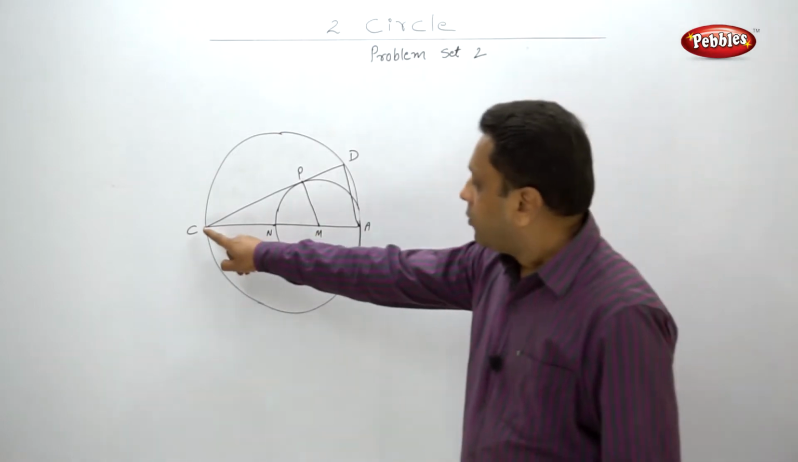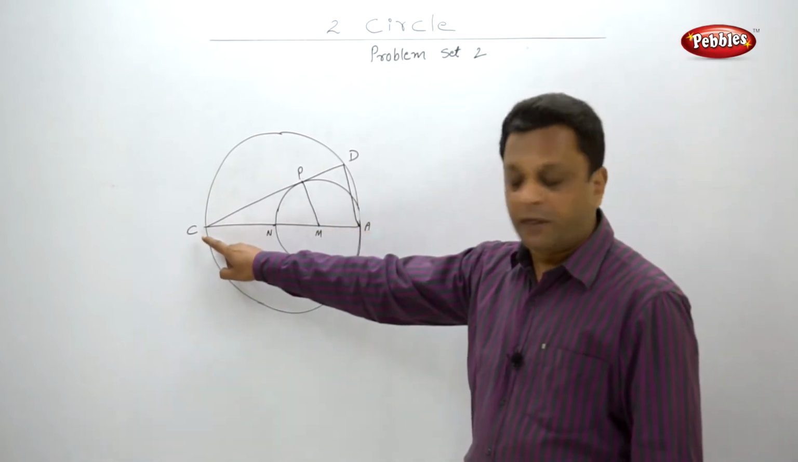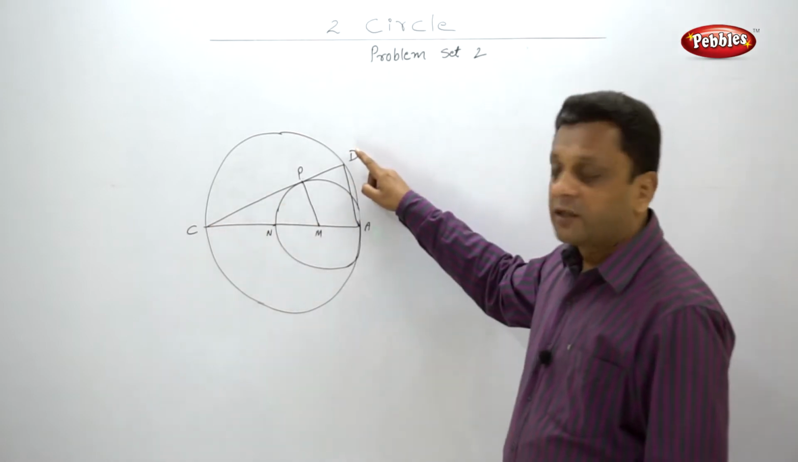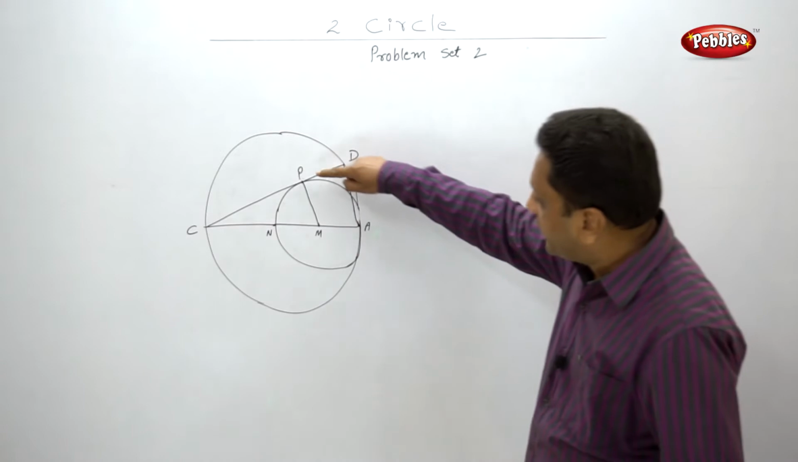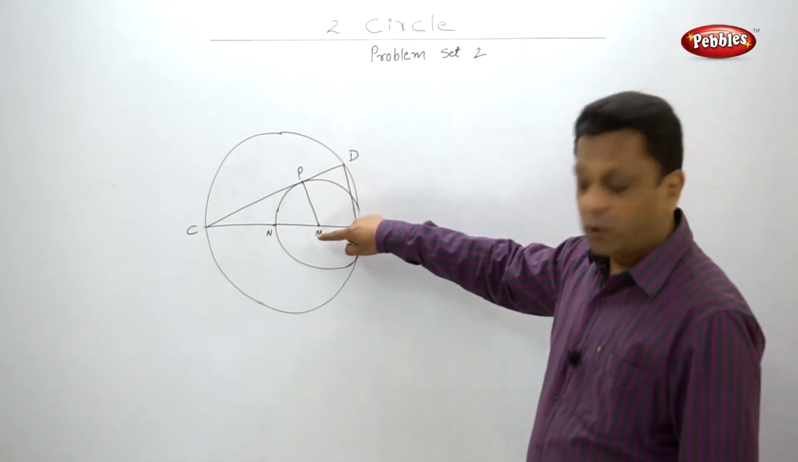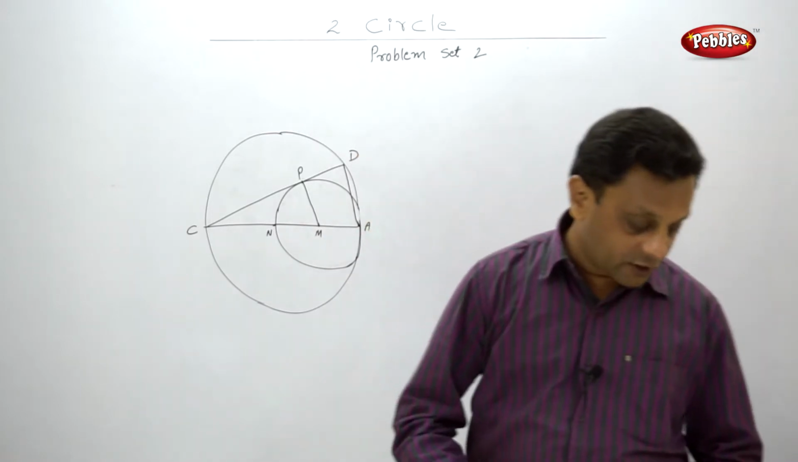Now this is the diameter. CA is the diameter of the bigger circle. CD is a chord of the bigger circle which is touching the smaller circle at P. Now they have connected this touching point to M, the center of the smaller circle, and they have connected DA.